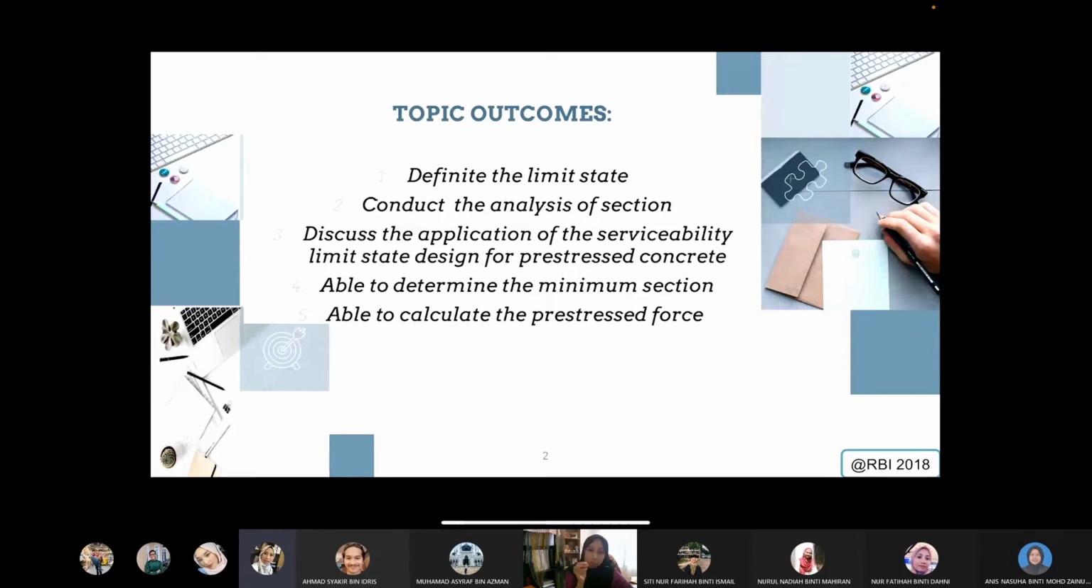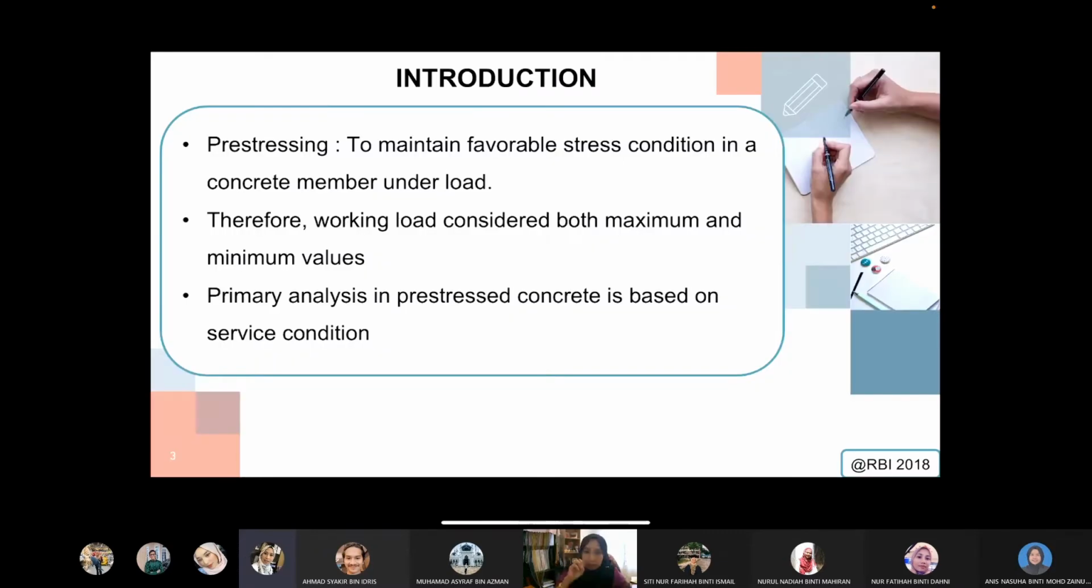Able to determine the minimum section. So what would be the section that you want to propose for your pre-stressed beam? And also lastly, able to calculate the pre-stress force. Okay, so this is one of the main parameters needed to design a pre-stress beam.